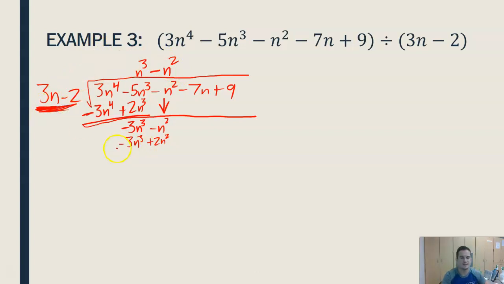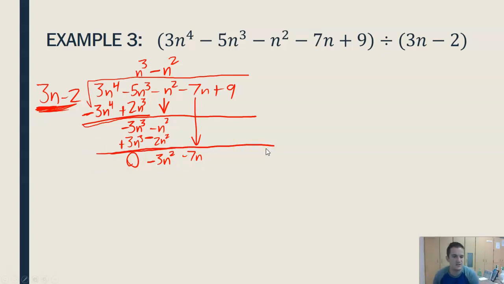Now I need to subtract or change signs. So I'm going to change all my signs here and do this math. Negative 3n cubed plus 3n cubed is 0. Negative n squared minus 2n squared is negative 3n squared. I'm going to drop down my negative 7n, and I'm going to repeat.